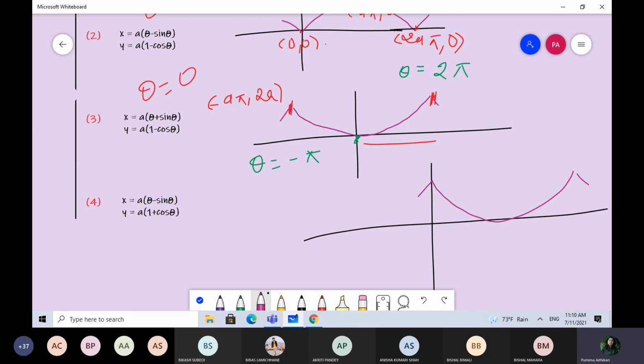Let's make a guess. This first point, putting theta 0, what comes again? Putting theta 0, again x is 0 and y is 2a, so 0, 2a. And what is this? What point is this? What is the value of theta here for the rest of the two values? So how much is the x distance? And your y is 0. So what is your theta?